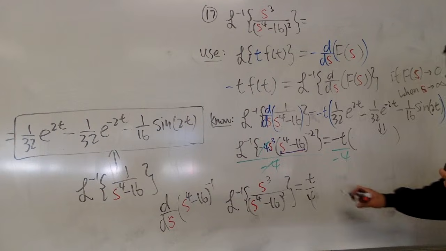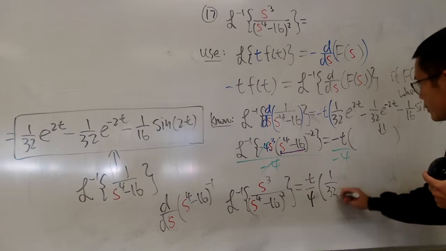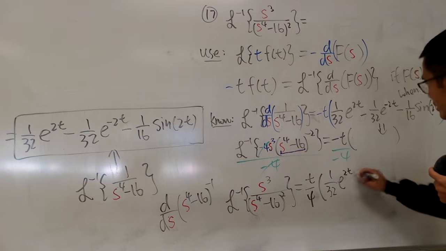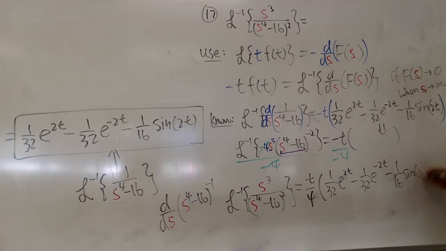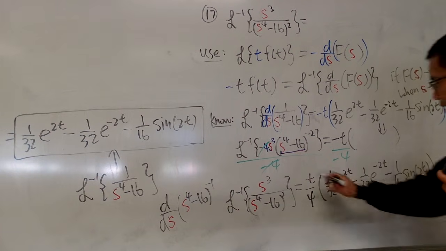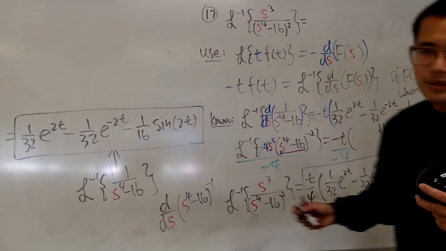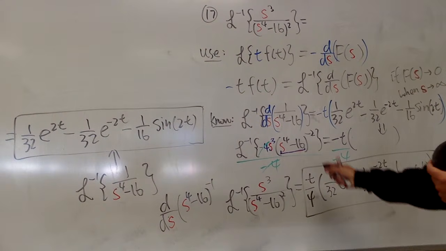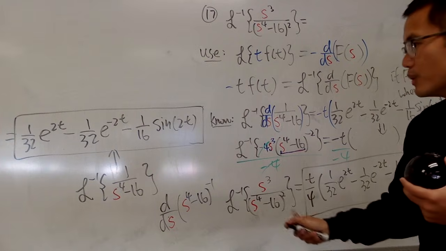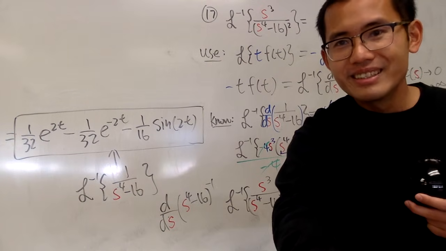And then all this, you just have to write it down again. So just copy that down: 1 over 32 e to the 2t minus 1 over 32 e to the negative 2t, and then minus 1 over 16 sine 2t, like that. And this right here is the answer for that. So, pretty good stuff, huh? All you have to do is recognize the connection between the one that you're doing and the one that you have done already. And usually you will find a lot of good surprise. Very good.